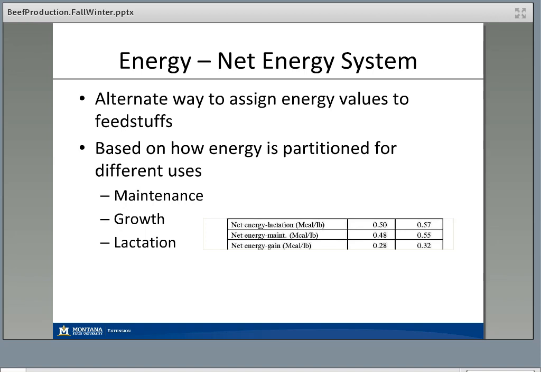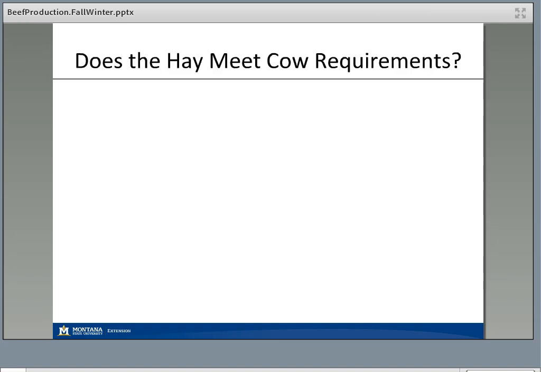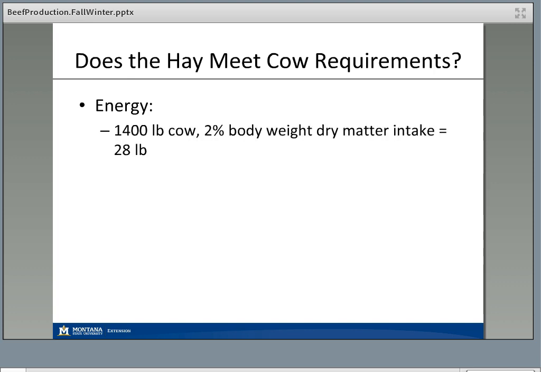So now we need to think about how the hay, for example, might meet the cow's requirements. If we look at this from an energy standpoint, we're going to use a 1,400-pound cow. Now, when I ask ranchers in Montana how much their cows weigh, every single cow in Montana apparently weighs 1,200 pounds, and I think that is a lie, and everyone's lying to me, and that's okay. I just don't believe you, and I use 1,400-pound cows.